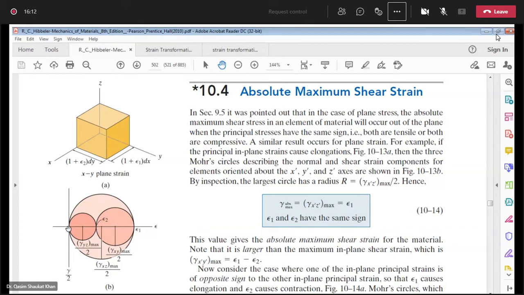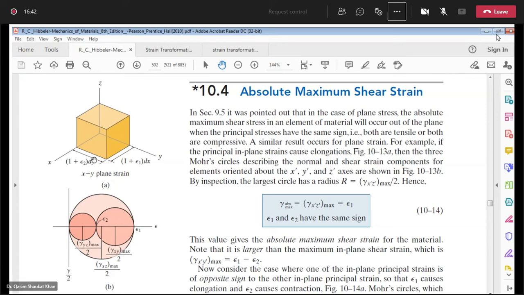So this Mohr's circle from 0 to epsilon 2, we have drawn corresponding to the y and z plane. You can see 0 to epsilon 2. So the in-plane shear strain for this Mohr's circle, gamma yz over 2, will be epsilon 2 minus 0 over 2. So gamma yz over 2 will be equal to epsilon 2 over 2.